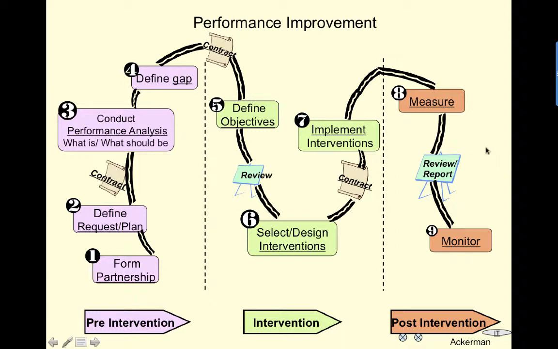Once those interventions have been implemented, you're going to measure what's going to be the results. How did it work? Did it help? Once you've measured your implemented interventions, you can review and report, and then ultimately you're going to monitor. So do we need to monitor and adjust, or just continue to watch and make sure that our requested plan was ultimately satisfied and fixed as a result of implementing these interventions? That is going to be your post-intervention phase.